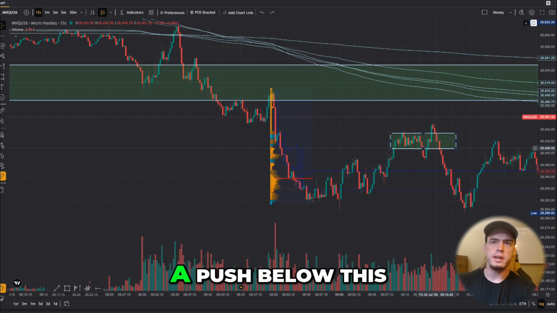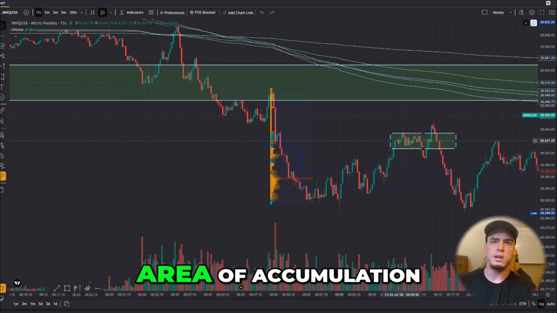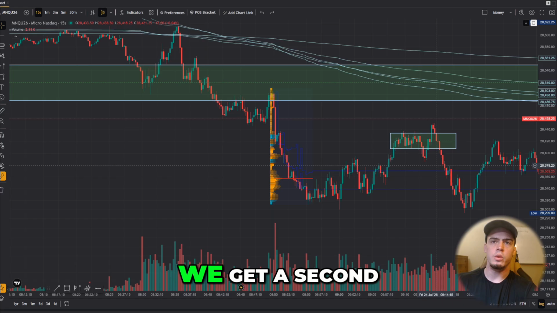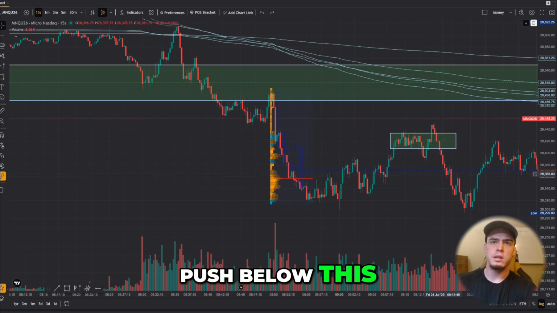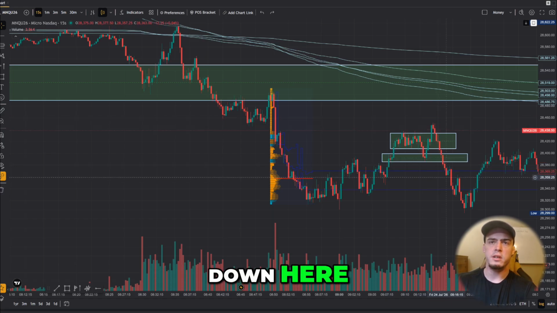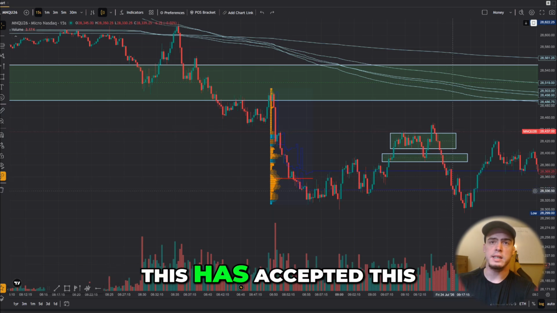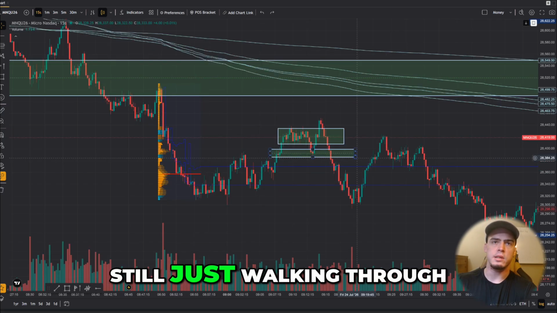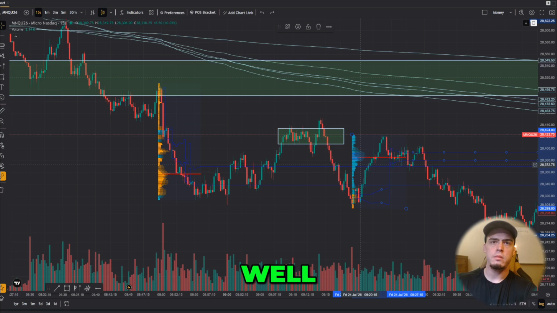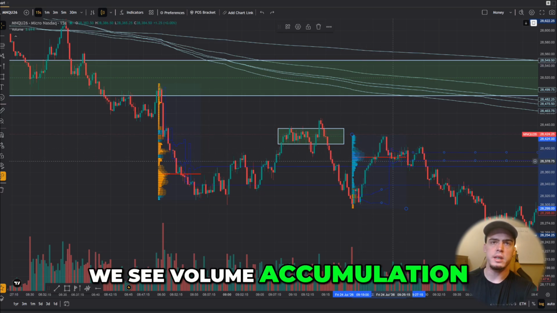However, once we start getting a push below this, if this is our area of accumulation, we get a second push below this. Once we start going down here, and then we continue down, we can say from a trend perspective that yes, this has accepted this. Good. And then if we're still just walking through the trend, well, the price comes up, we see volume accumulation.